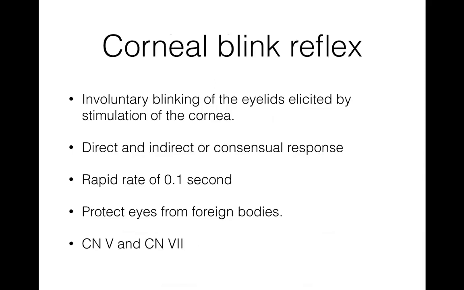All right, the next brainstem reflex is the corneal blink reflex. So this is the involuntary blinking of the eyelids elicited by stimulation of the cornea. And just like the pupillary light reflex, there are two types, the direct and indirect, otherwise known as the consensual response. So this produces a very rapid response. It takes about 0.1 second to observe the response. And this is actually useful in protecting the eyes from foreign bodies.